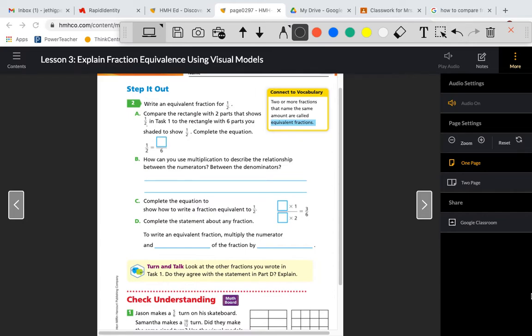Compare the rectangle with 2 parts that shows 1/2 in task 1 to the rectangle with 6 parts that you needed to show 1/2. Complete the equation. So it says 2 or more fractions. So let's look at our vocabulary. 2 or more fractions that name the same amount are called equivalent fractions. So what we're trying to figure out here, and I'm going to draw our squares again. You can't see them on my screen. So this showed 1/2.